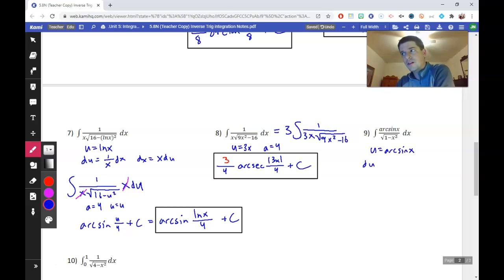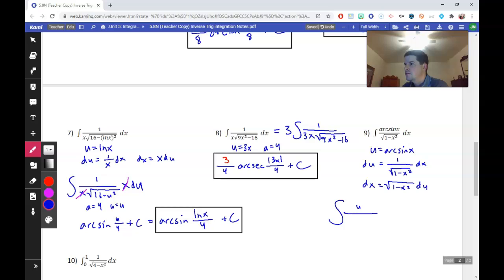What is the derivative of arc sine? Well, it's 1 over the square root of 1 minus x squared. Hey, look at that right there. I think something nice is going to happen to that. We do need our dx. So dx is equal to the square root of 1 minus x squared times du, which means when we replace arc sine with u, we get 1 minus x squared times square root of 1 minus x squared du.